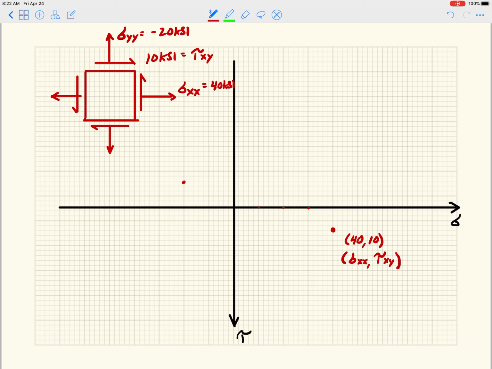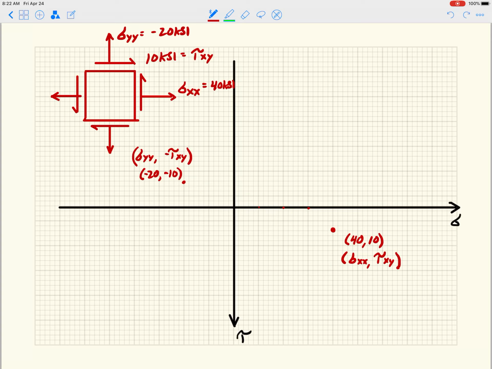And then we're going to come over here, and we're going to plot this guy, which is going to be minus 20, minus 10, right? And that is sigma yy comma minus tau xy, right? And if you're wondering why it's a minus, I invite you to go back to the previous lecture. We spent a bunch of time on it, but it has to do with the fact that when we rotate the coordinates, the shear stress that's on the y face flips from negative to positive.